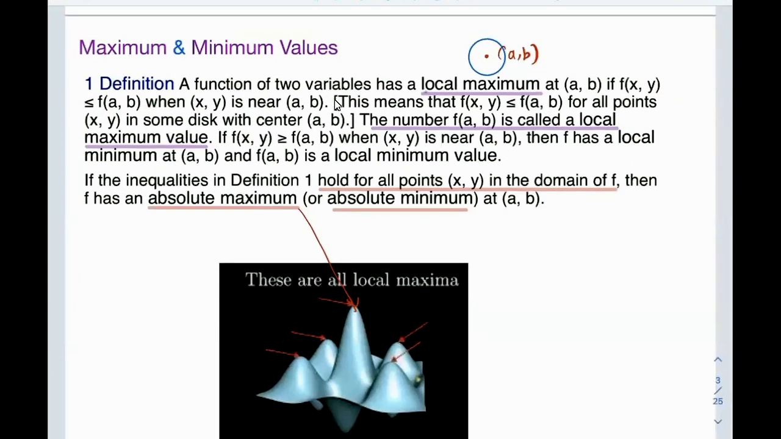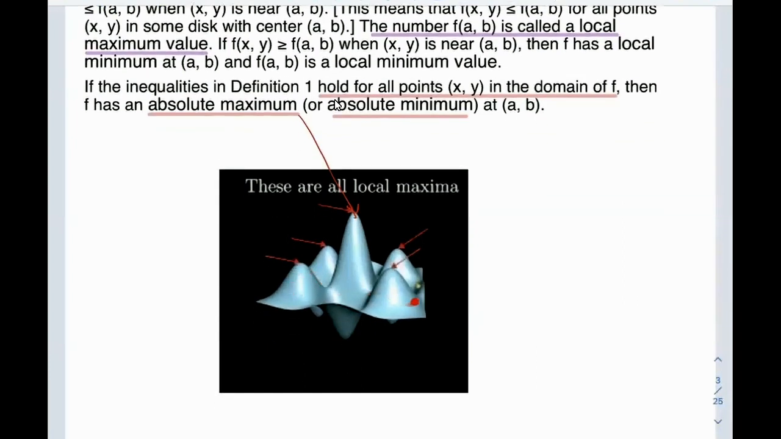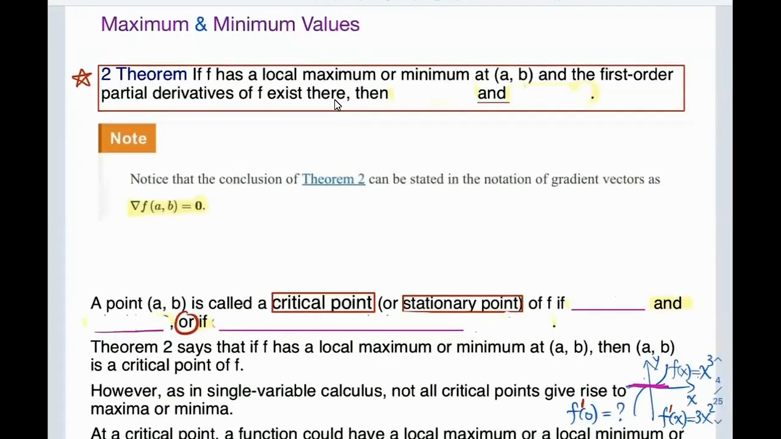Similarly, there is a definition for local minimum. As you can see here, we have a graph. This one, this one, this one, this one, and this one, the function value, think about it as the z coordinate, those are all local maxima. Locally, each is the highest one. But this one here is the absolute maximum because it is the highest function value within the whole domain.